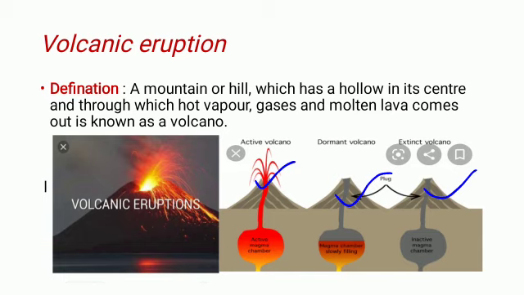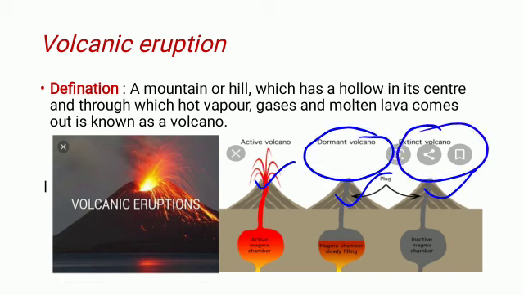So what is this active volcano? Active volcano is a volcano which erupts often and is very dangerous. It can erupt anytime and can cause huge damage to the surrounding areas. Dormant volcano is a volcano which is also called a sleeping volcano, and this volcano has not erupted for many years, but there are chances of eruption of this volcano again. Extinct volcano is the volcano which has not erupted for thousands of years, and it is not likely to erupt in future also. There is no chance of eruption in future also. So that is what these three types of volcanoes are.